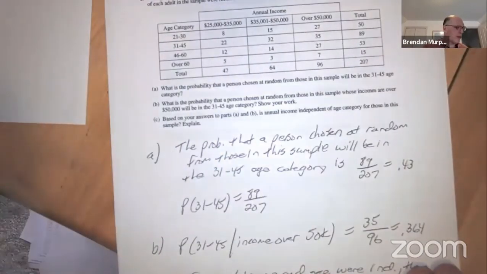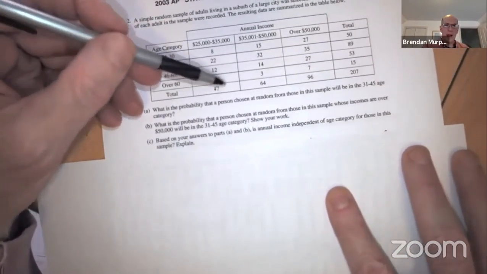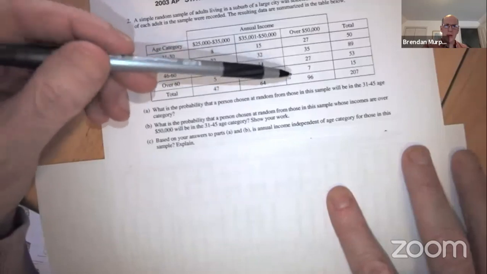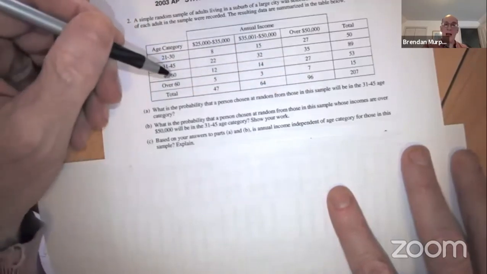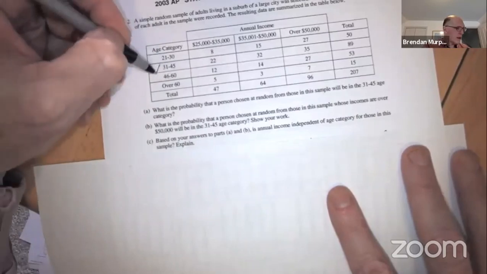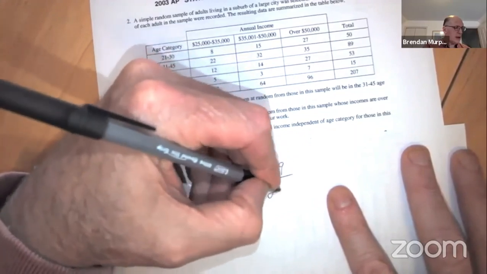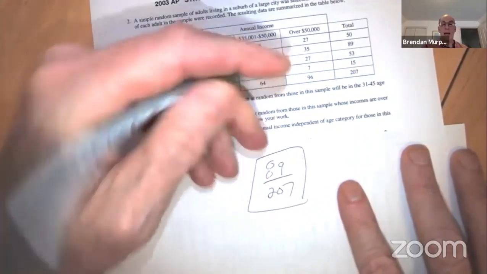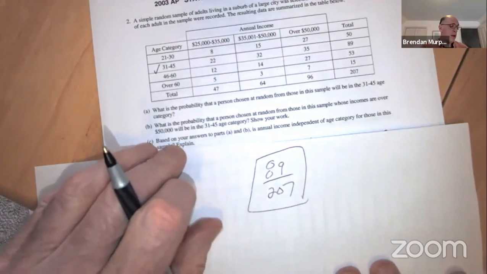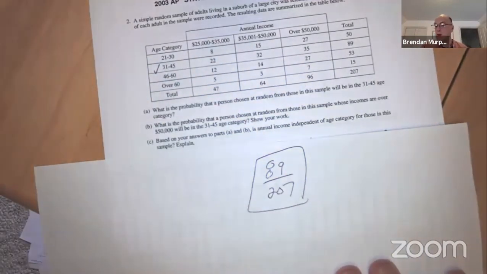Okay, so same problem. Part A, what is the probability that a person chosen at random from this sample will be in the 31 to 45 age category? So 31 to 45 age category, 89 over 207. That's relatively easy for me to do. And for most of my students, actually, it can be relatively easy for them to do as well.